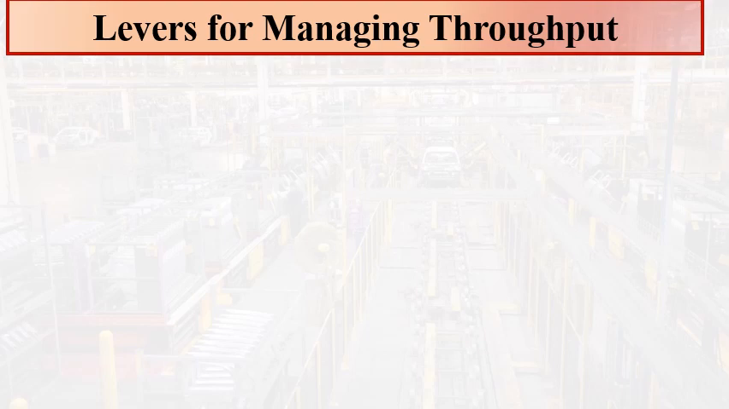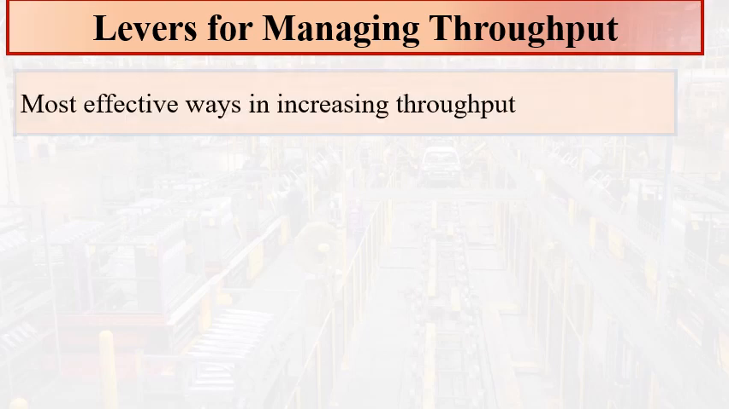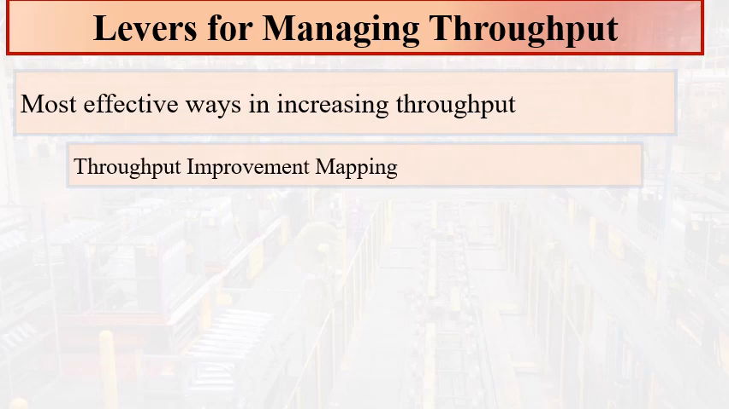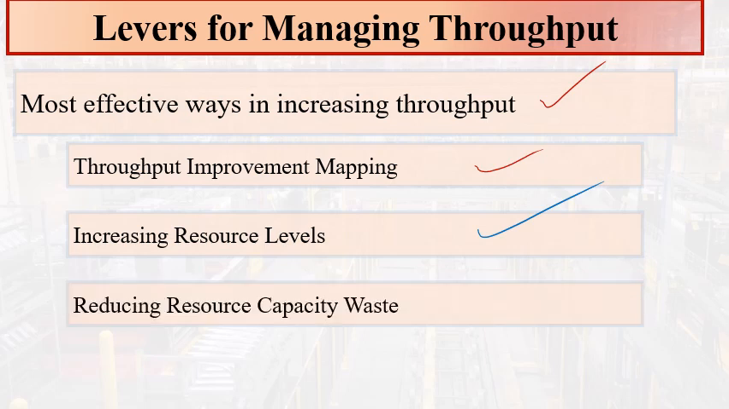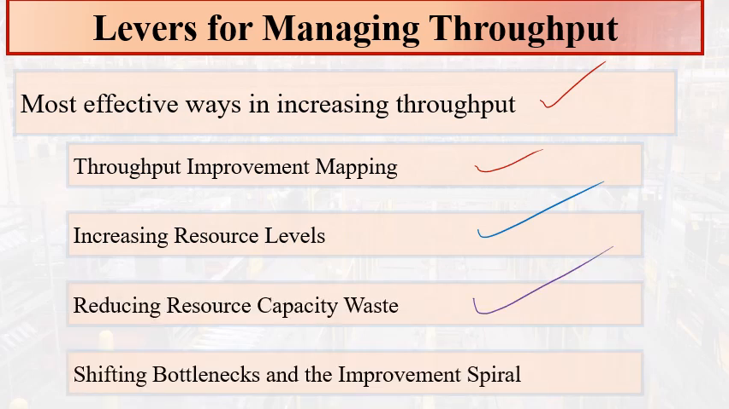So now we're going to be looking at different tools for managing throughput or improving throughput. And one of them is throughput improvement mapping. Then we have increasing resource level, reducing resource capacity waste, and shifting bottlenecks and improvement spiral. And we're going to discuss each one of them separately.